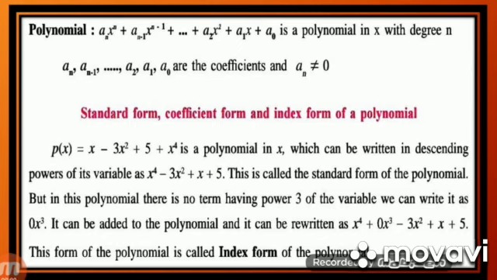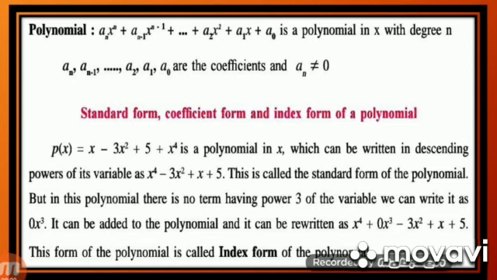This is a polynomial in x which is written in the descending powers of its variable as x raised to 4 minus 3x square plus x plus 5. This is called the standard form of the polynomial. But in this polynomial there is no term having power 3 of the variable x.